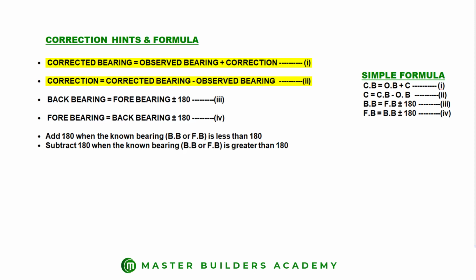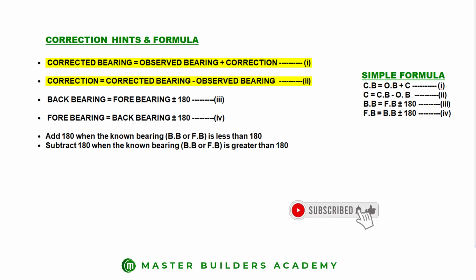Finally, on equations 3 and 4, look at the plus or minus 180. When should I add 180? When should I subtract 180? This is the condition. Add 180 when the known bearing, either the forebearing or the back bearing, is less than 180. So whenever the corrected forebearing or the corrected back bearing that you have is less than 180, to get the back bearing or the forebearing, you add 180.